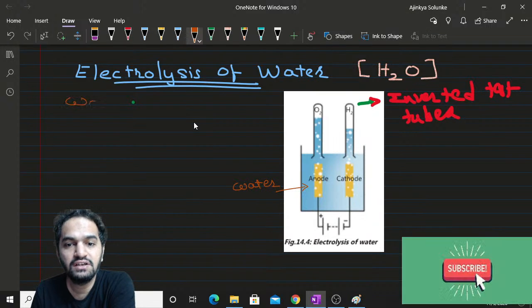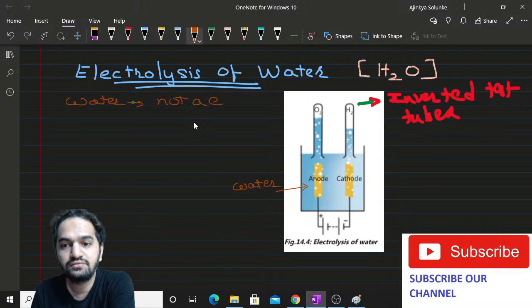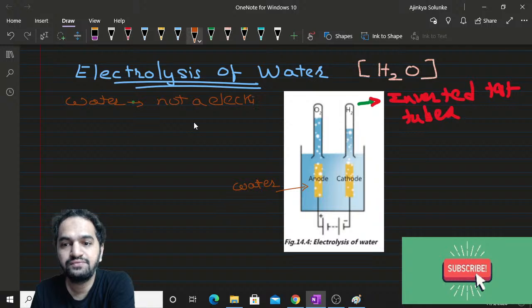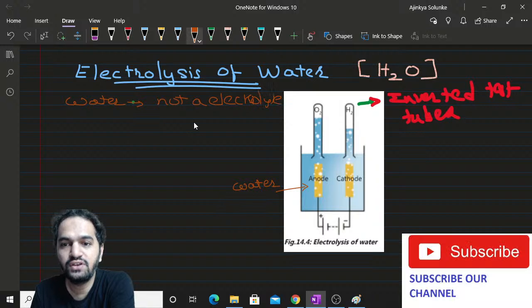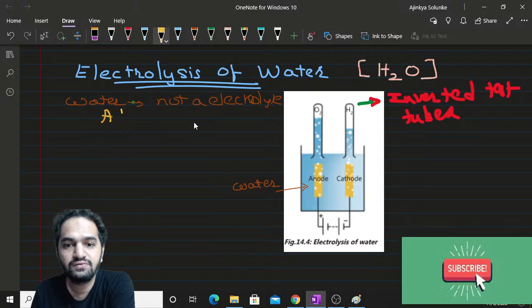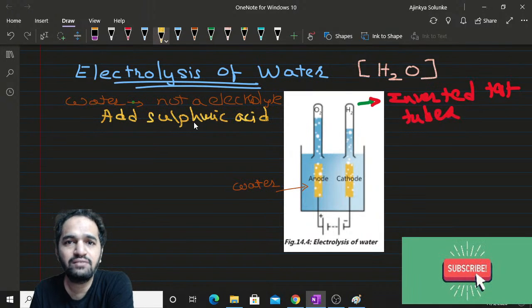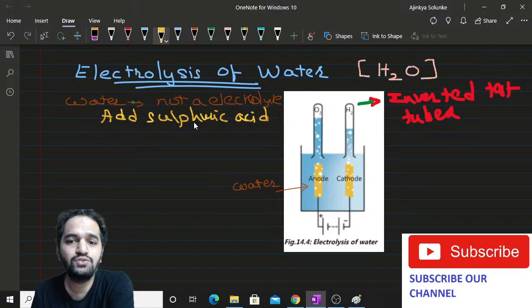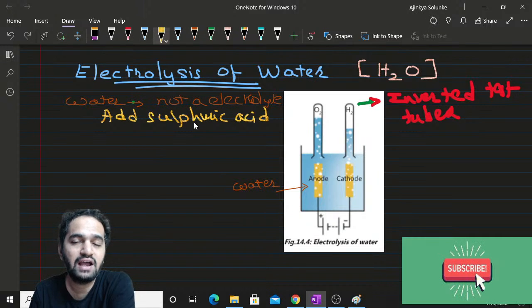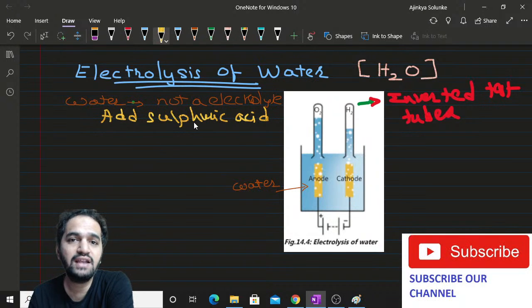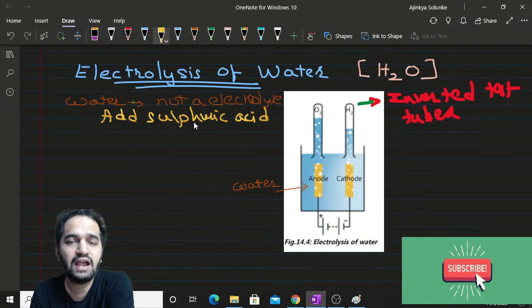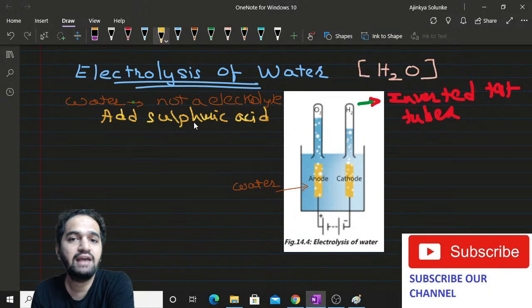So water is not an electrolyte. So what are you adding? Sulfuric acid, to make it an electrolyte. Technically you can add any acid. You can add sulfuric acid, you can add nitric acid, you can add HCl also, hydrochloric acid. That is up to you. Any kind of acid will do. You are just adding acid so that you can make it into an electrolyte and then the electrolysis reaction is going to happen.